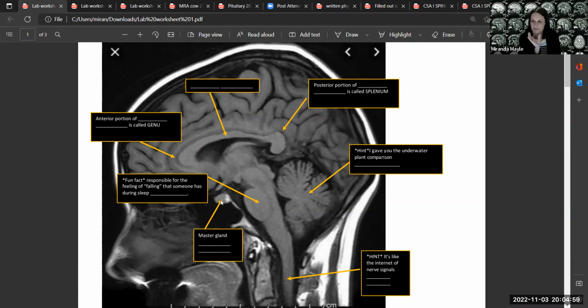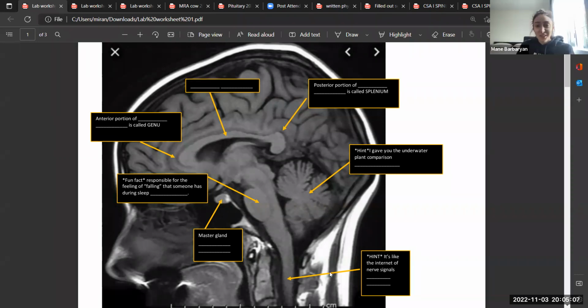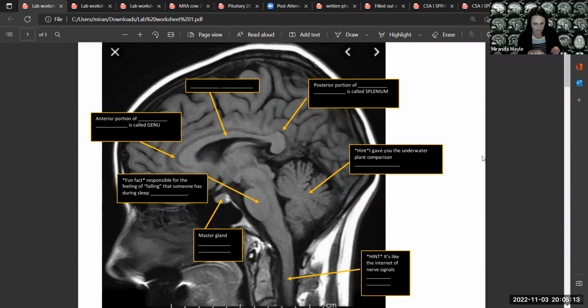What's the structure that the pituitary gland sits in? It's kind of this shape of a saddle. I forgot the name. Anybody know? The word that we use for it actually means Turkish saddle. So sella turcica. Sella turcica is what the pituitary gland actually sits in. The sella turcica is part of the sphenoid bone.